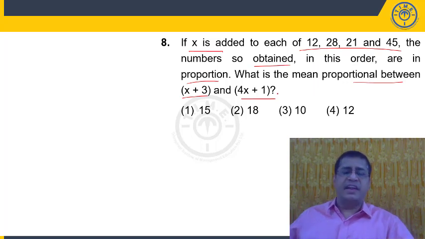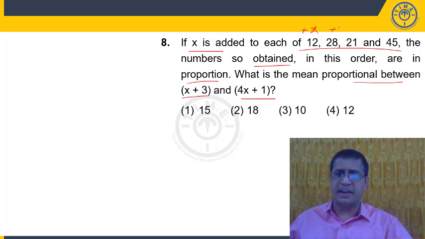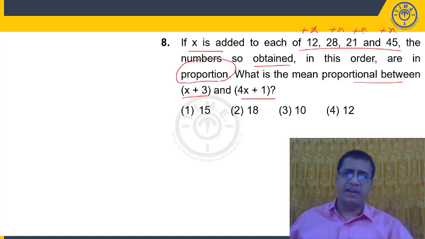Okay, what is it saying here? X is added to each of the numbers means now just add x to the first, second, third and the fourth proportional. Then they are in proportion. Means 12 plus x is to 28 plus x as 21 plus x is to 45 plus x. Product of extremes is equal to product of means. Now what is the discussion here? Product of extremes is equal to product of means. You can apply that one.